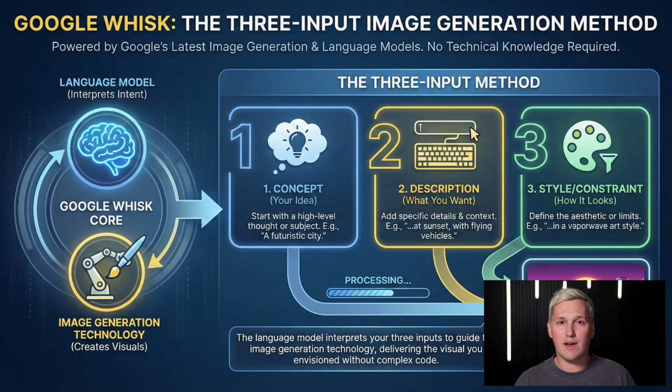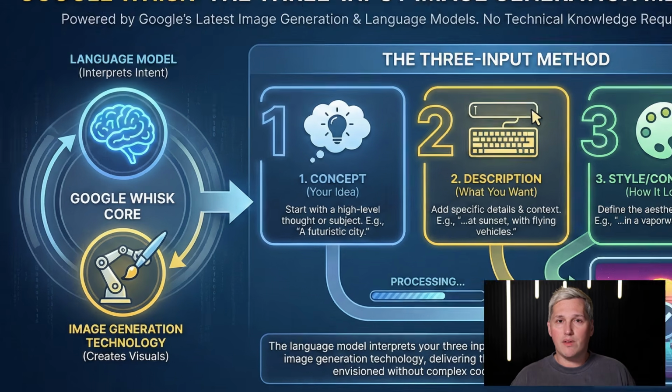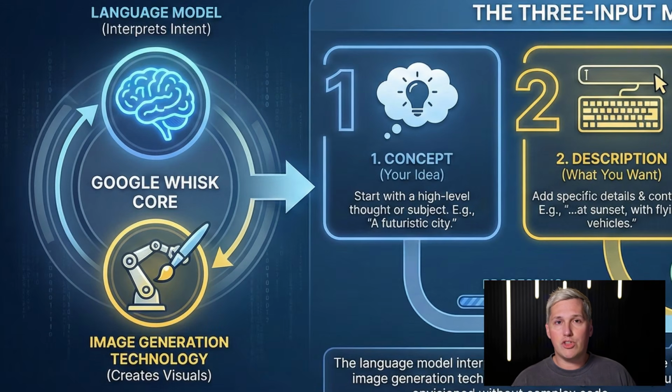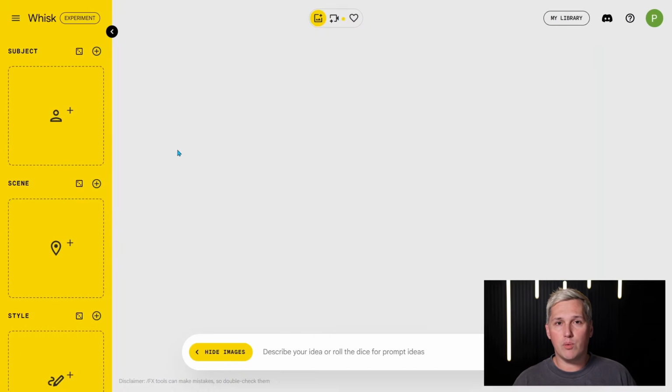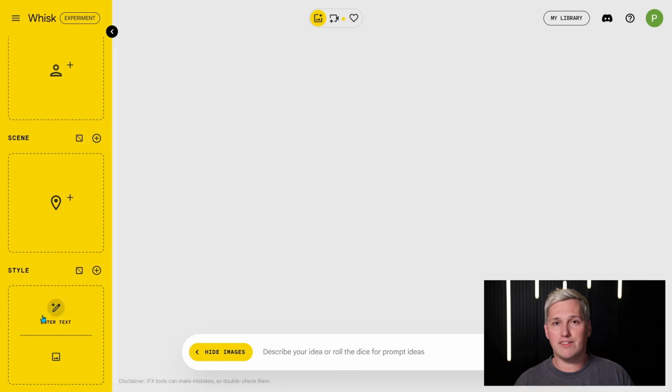Let me break down how this tool actually operates. Google Whisk runs on Google's latest image generation technology combined with their language model that interprets what you want. But you do not need technical knowledge to use it. You just need to understand the 3 input method. When you open the interface, you are not typing long, confusing prompts. You define your subject by uploading a reference or describing it in plain language. You define your scene the same way. You define your style the same way. The tool takes those 3 pieces and blends them into one coherent visual output.